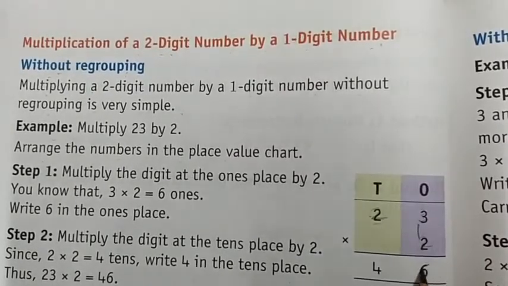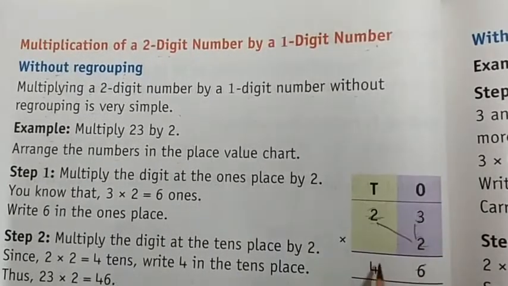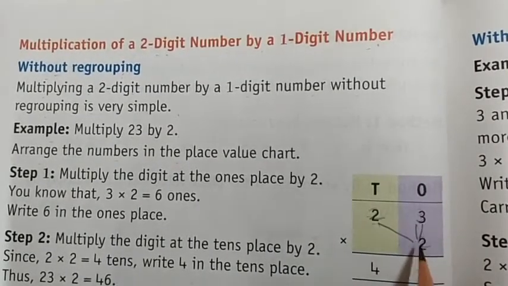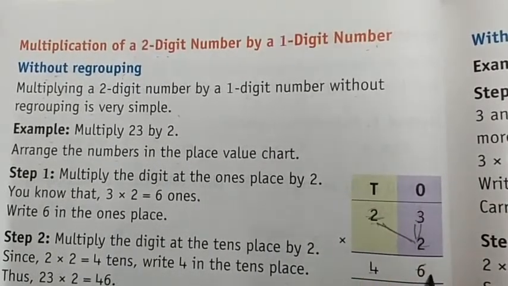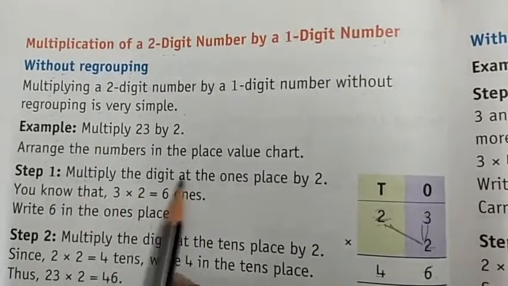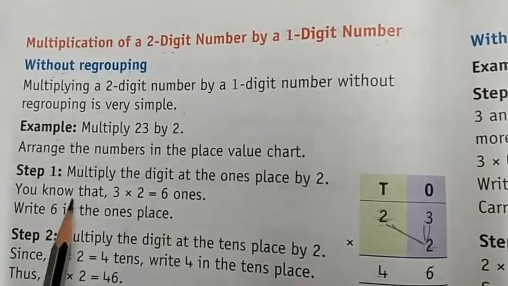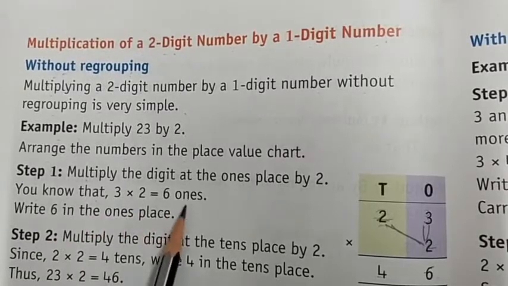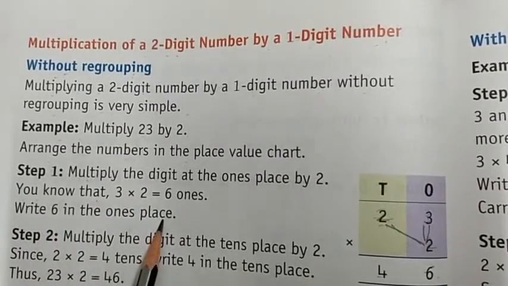2 3s are 6, right? Now 2 2s are 4, that's it. First you have to multiply with this, then multiply with this, write the product here, that's it. The first step is multiply the digit in the 1's place value by 2, and you know that 2 3s are 6, 6 ones, write 6 in the 1's place value chart.